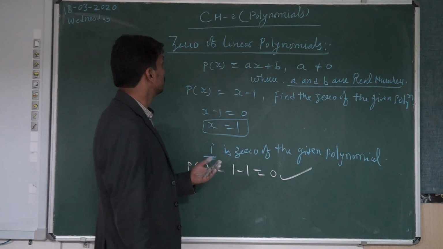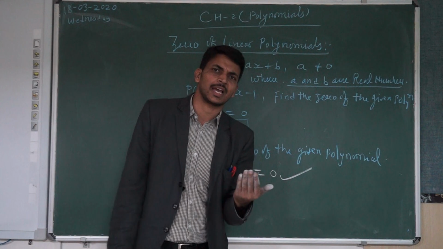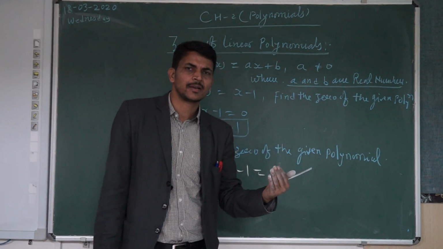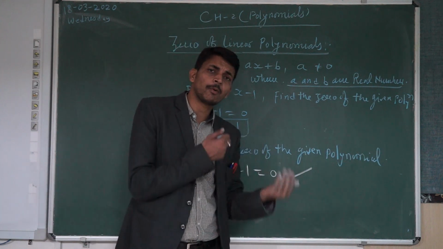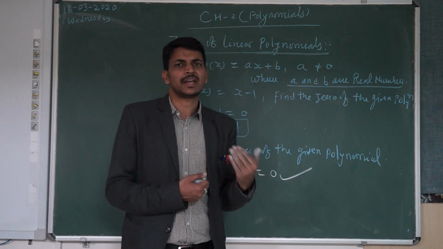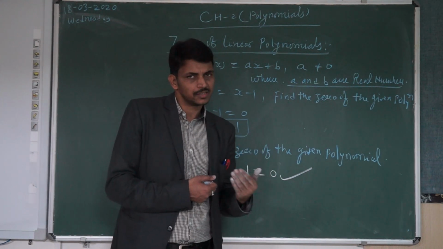Why do we use the term zeros of a polynomial? Because sometimes, except for the linear polynomial, for quadratic, cubic, biquadratic, or any polynomial whose degree is more than 1, it is possible that we can get more than 1 zero.